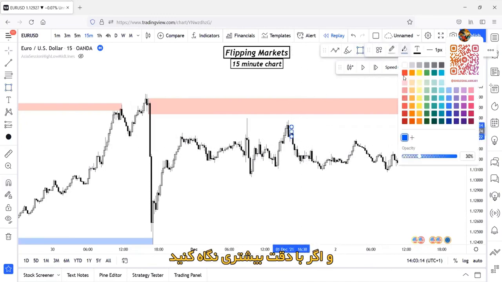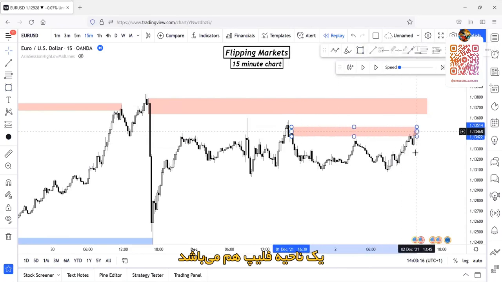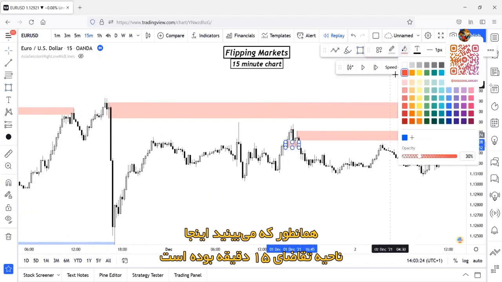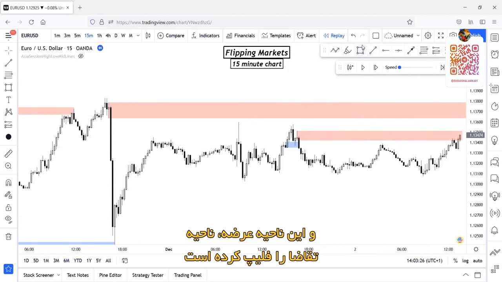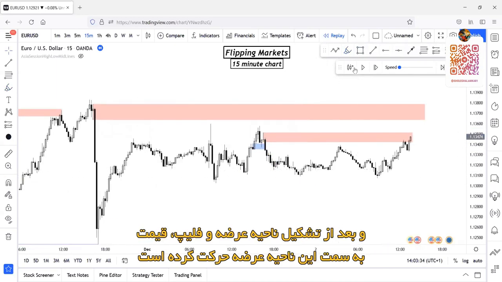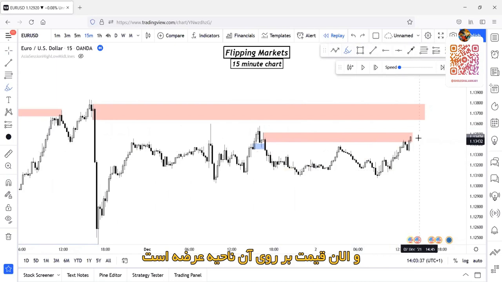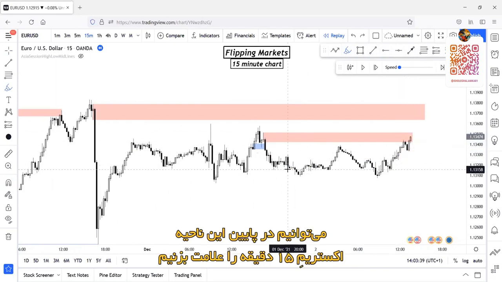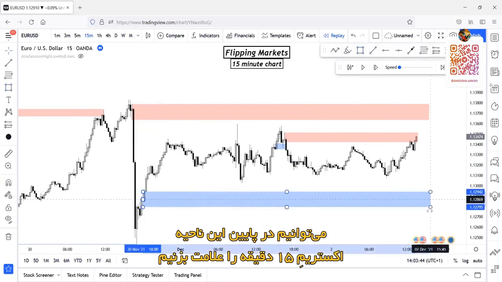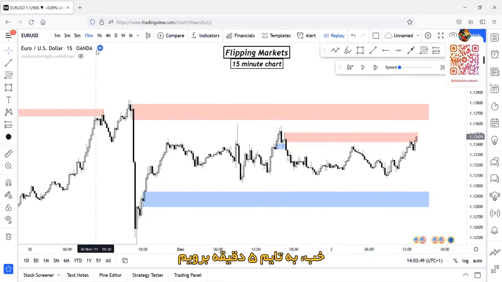And actually, if you take a closer look, this is a flip zone also. So as you can see, we had this 15-minute demand zone right here. And this supply zone flipped that demand zone and changed character to the downside. And price, after the flip and change of character, started to levitate back up to this supply zone. And currently, price is in that supply zone. So yeah, that's for the 15-minute. Actually, we can mark this extreme demand zone down here if we want to. Okay, so let's switch to the 5-minute.